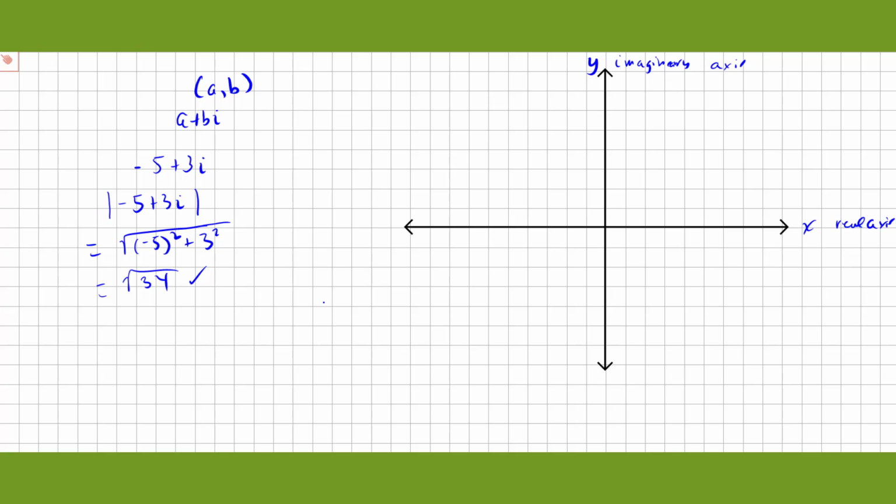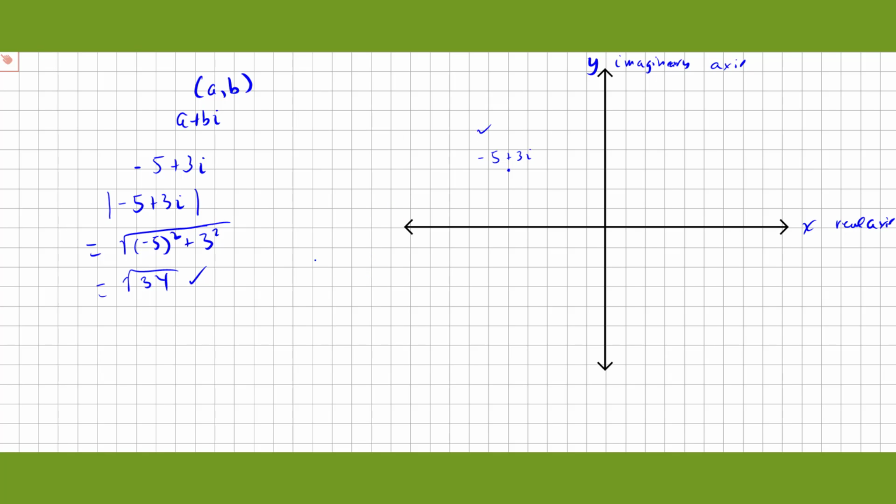But to graph it, I've got negative 5 plus 3i. So on my x-axis, I'm going to go to the left 5 spaces: 1, 2, 3, 4, 5. I'm right here. And then I'm going to go up my imaginary axis, 1, 2, 3. So that point right there is the graph of negative 5 plus 3i. So I did both of those things, right? I got the absolute value and I graphed negative 5 plus 3i. All right, so that's that first one.